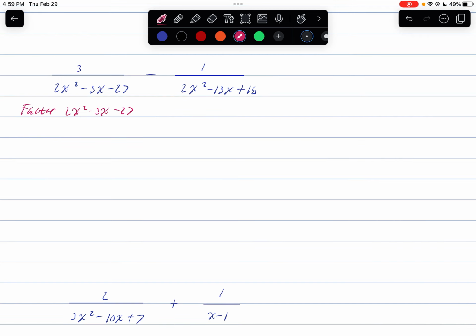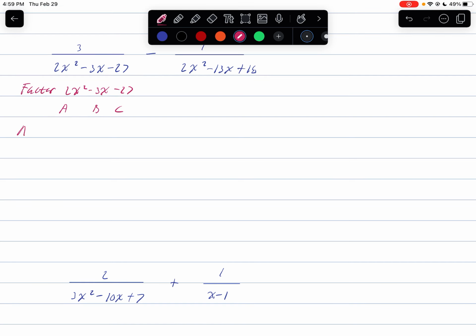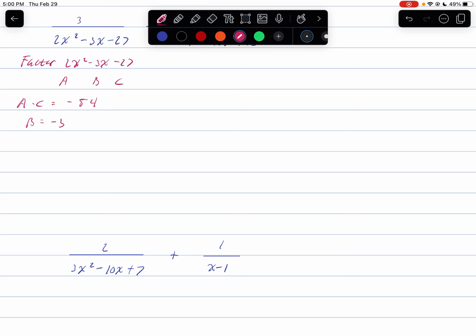Okay, and so for this, we're going to use the AC method. So A, B, and C. Here we have A times C, so we have 2 times negative 27. That's going to give us negative 54. Okay, and then B is equal to negative 3. So we need numbers that multiply together to give us negative 54 and add together to give us negative 3. Okay, so let's think of factors of negative 54. All right, so if we start listing these here.